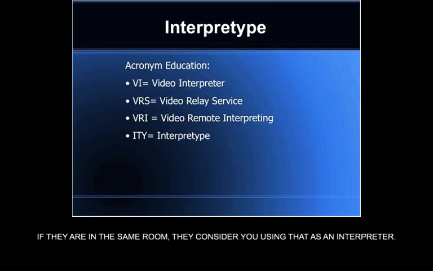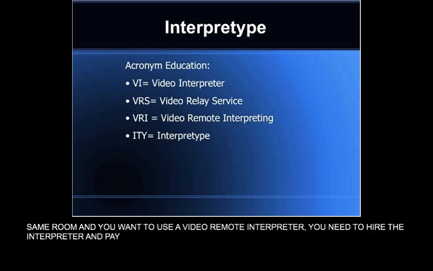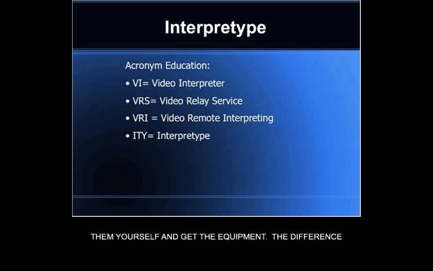So that's where video remote interpreting comes in. You're not allowed to be in the same room and use VRS. So if you are in the same room and you want to use a video remote interpreter, you need to hire that interpreter, pay for them yourself, and provide the equipment, and then you can do it. Virtually VRS and VRI are the same thing. The difference being VRI, both parties are in the same room, the hearing person and the deaf individual. And we'll get into that in a little more detail because Interpretype does provide the ability to use both those services.